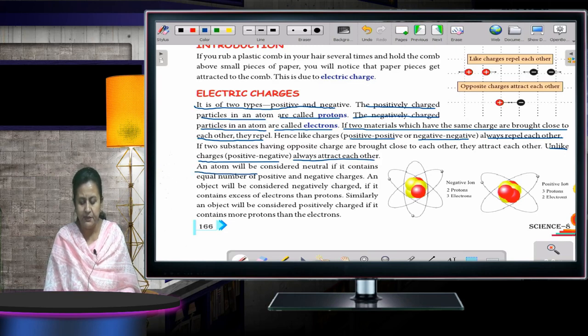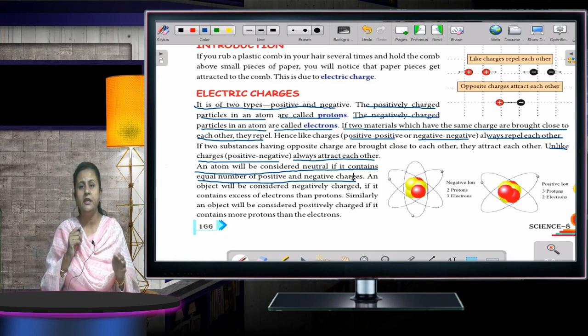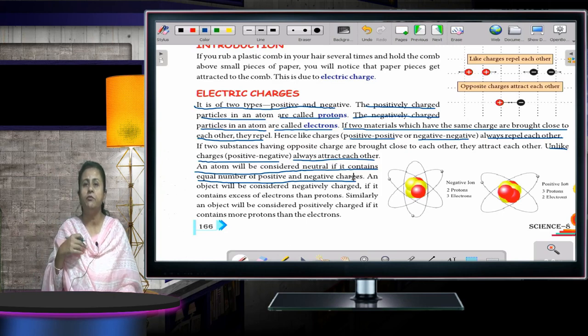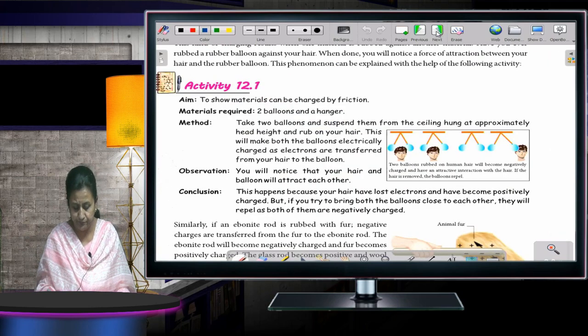An atom will be considered neutral if it contains an equal amount of positive and negative charges. In case the atom has an equal number of positive charges, that is protons, and negative charges, that is electrons, then what will happen? The atom would be neutral. Okay, in case protons are more, it would be positively charged. In case the electrons are more, then the atom would be negatively charged. Fine. Now moving to the next one.